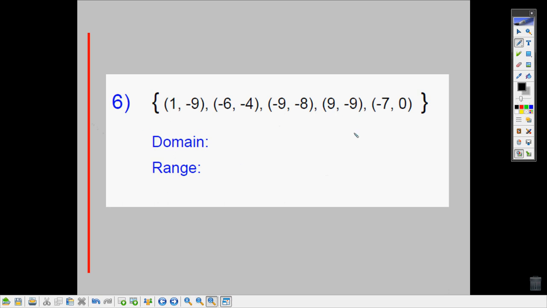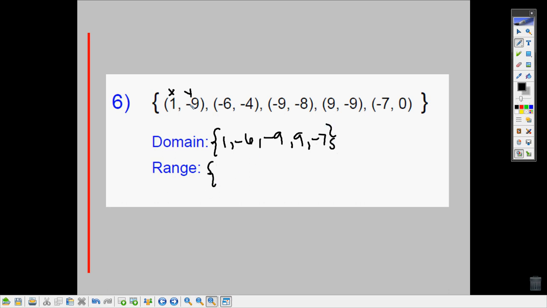When you have a list of ordered pairs, your domain should also be a list. You should not have an interval because nothing about this is interval. These points are not connected. It is just a set of ordered pairs. So you have just these ordered pairs, these dots in your coordinate plane. So my domain is simply a list of all of my x values. Please don't forget that x comes first. So I'm going to have 1, -6, -9, +9, and -7.